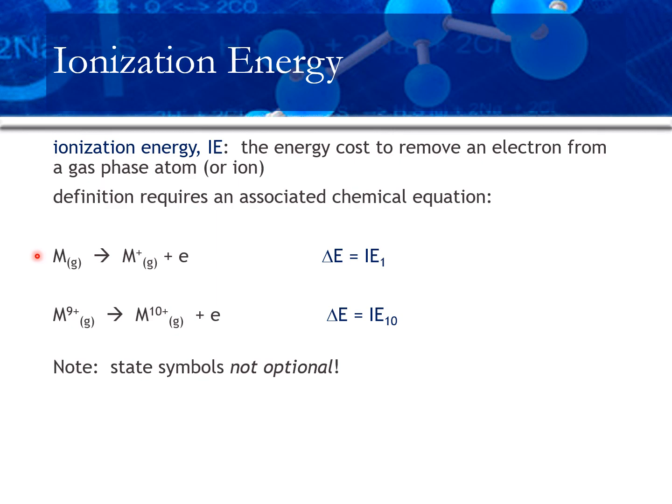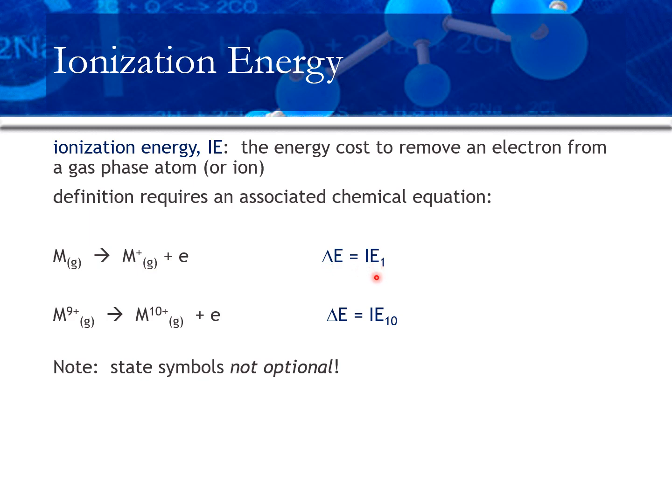Here's a sample chemical equation where M just stands for some generic metal, typically because metals form cations. It's not any element in particular. A gas phase atom loses an electron to form a +1 gas phase cation. The change in the energy for this process is what we mean by the first ionization energy, denoted IE sub 1.